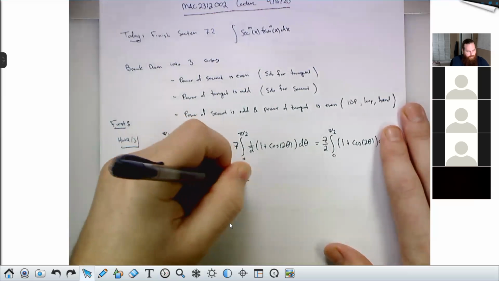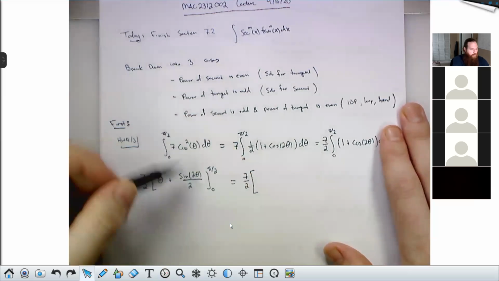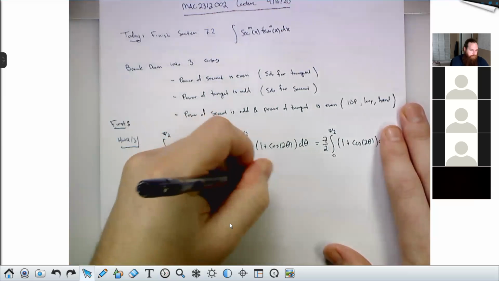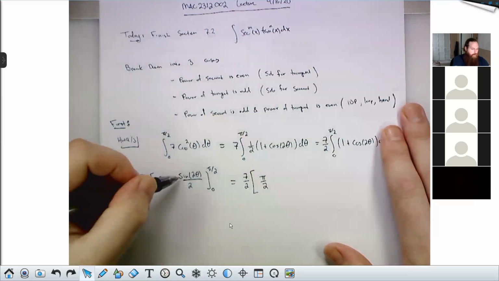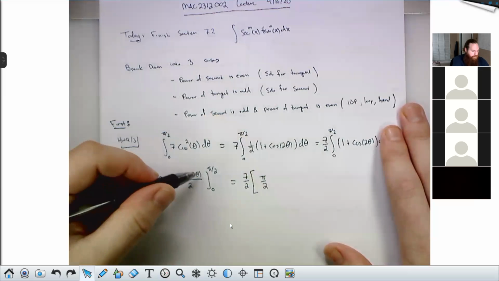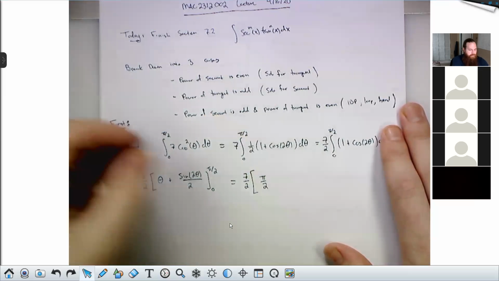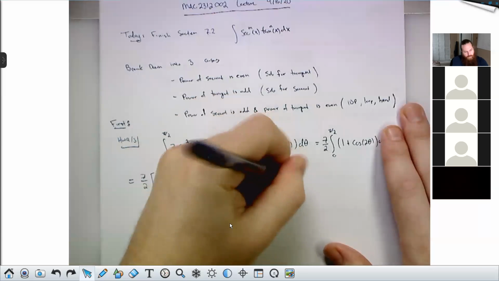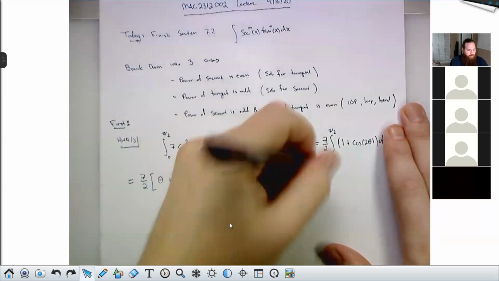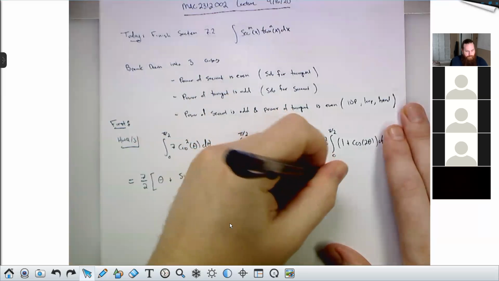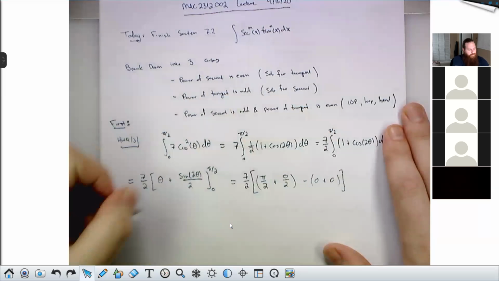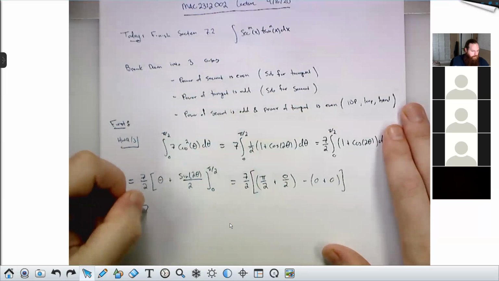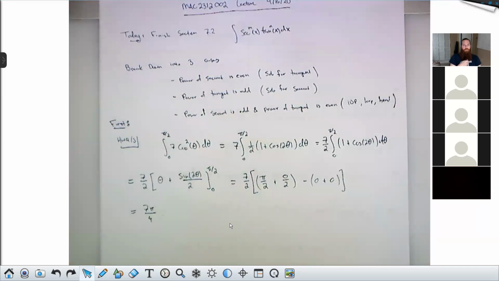So that's 7/2 times. When I plug in pi over 2, I'll get pi over 2 here. And then the sine of 2 times pi over 2 is the sine of pi. That's 0. And then when I plug in 0, these are definitely both 0. So my answer is 7 pi over 4. Not too bad.